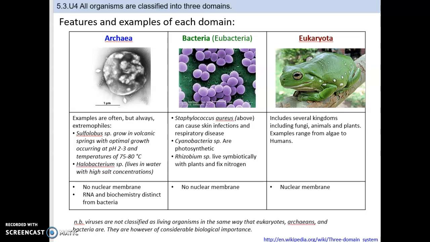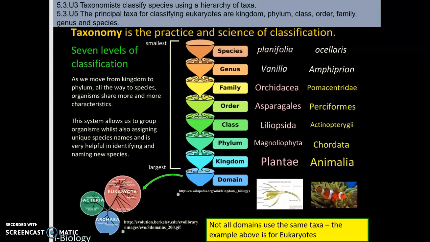Your archaea are generally extremophiles. They grow in volcanic springs or very hot water, very high salt concentrations. They don't have a nuclear membrane, and their DNA is just floating around in the cell, but the RNA and the biochemistry is very different from bacteria. Whereas bacteria, the ones we traditionally know, have your plasmids and the DNA floating around in the middle. And then your eukaryotes, where you have the membrane-bound organelles and your nucleus bound up in a nuclear membrane. So we have the domain right at the top, and it's just a way of sorting it.